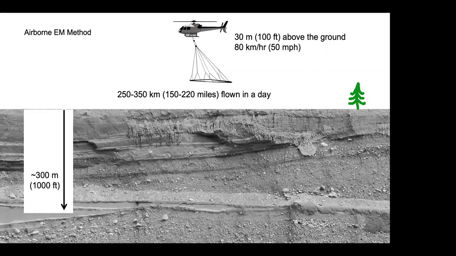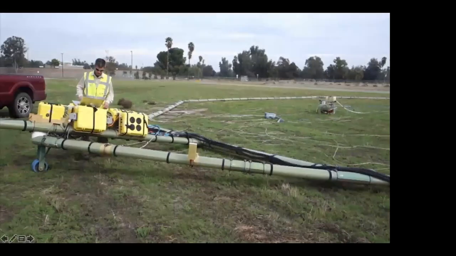So with the airborne EM method, your geophysical system is suspended beneath a helicopter. The system is held about 30 meters above the ground, and you can move at about 80 kilometers an hour. So you can cover 200 to 300 line kilometers in a day. The imaging depth is highly variable, depends on the electrical conductivity of what's down there, but typically you can see to depths of about 300 to 400 meters.